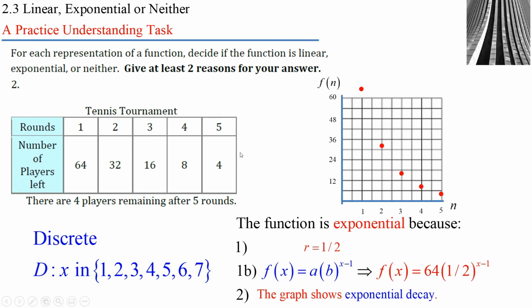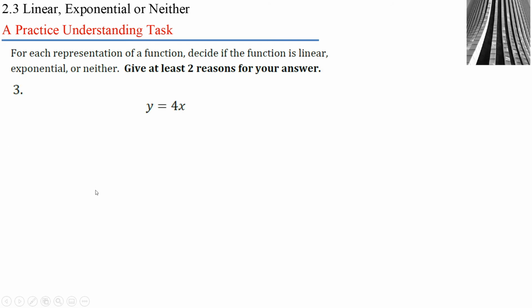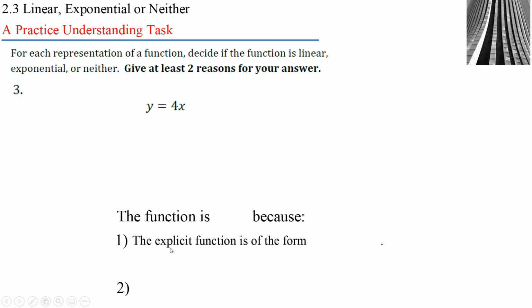That's pretty cool stuff. Okay, so number 3, all they did was give us this equation, y equals 4 times x. So what kind of equation is that? What would that graph look like? Think about those things. So the function is blank because, well, what's the general form of y equals 4 times x? Isn't that the explicit function is of the form, and isn't that nothing more than y is f of x equals m times x plus b?